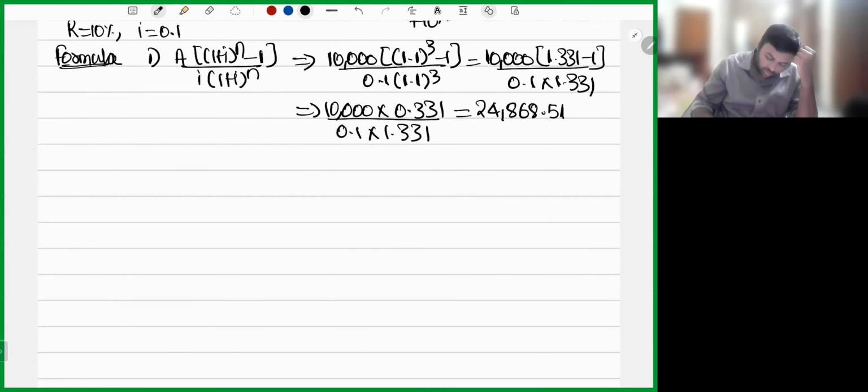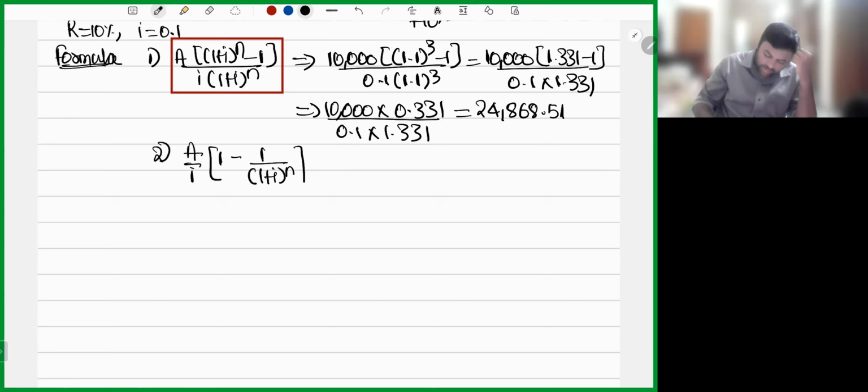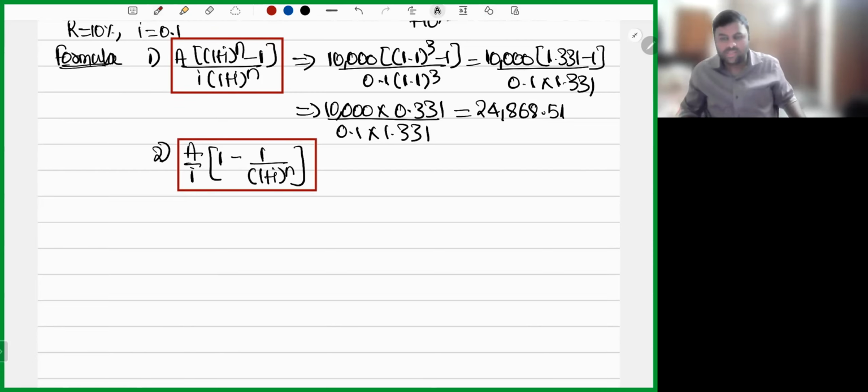So what is the first formula you can use? A into 1 plus I whole power n minus 1 divided by I. Or there is a second formula you can use. The second formula is A divided by I into 1 minus 1 divided by 1 plus I whole power n. Sir, the first formula and second formula look the same to me. Yes, my friend, the first formula and second formula are the same.